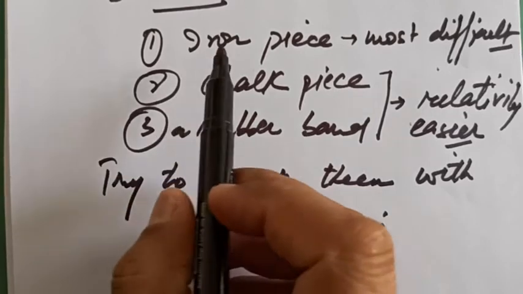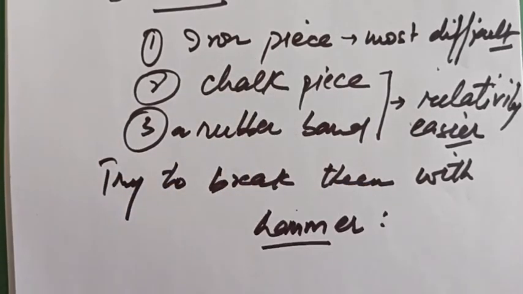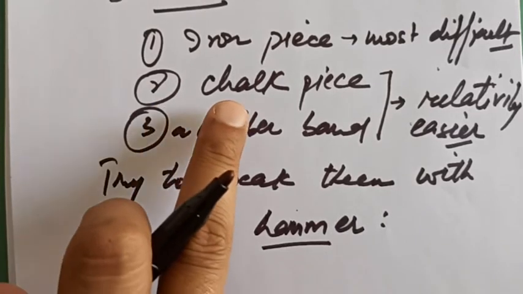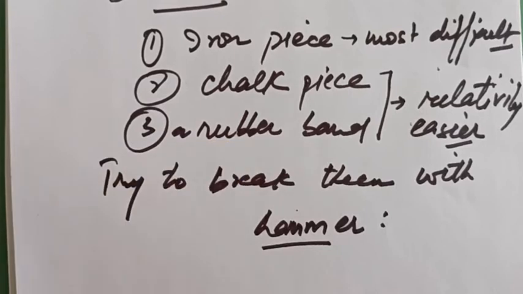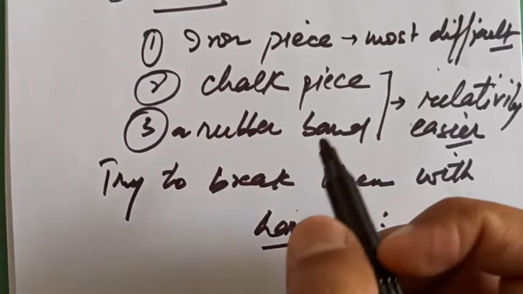Just like in this case, the iron piece has stronger forces of attraction, but the piece of chalk and the rubber band have weaker forces of attraction as compared to the iron piece.